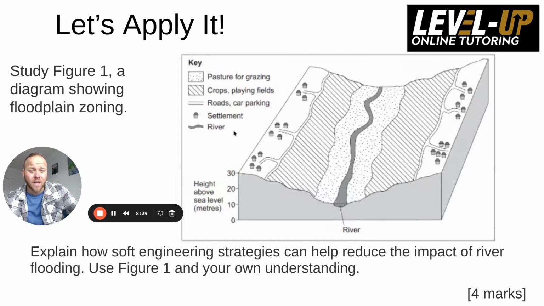Now, you could get full marks just by talking about floodplain zoning, but that's quite hard to get 4 marks on. There's not that much you can talk about. And you don't need to evaluate because the command word is just to explain. So really, you're just saying how it works. I personally would probably do 2 different soft engineering strategies here. So I'd get 2 marks, 2 linked sentences for talking about floodplain zoning. And then I'm going to talk about river restoration or afforestation.